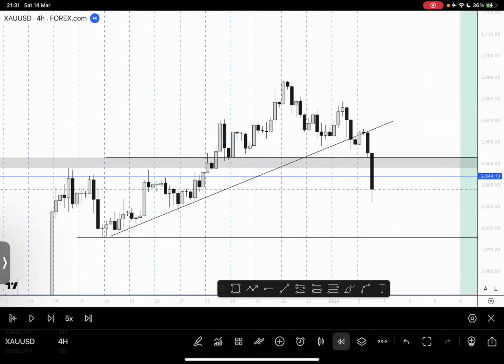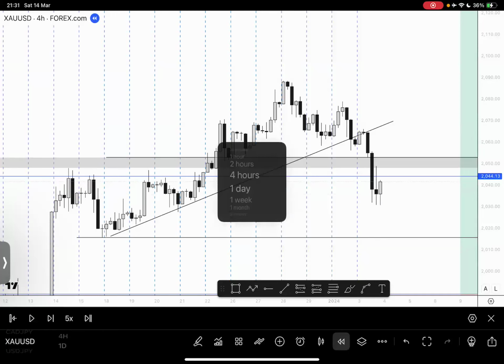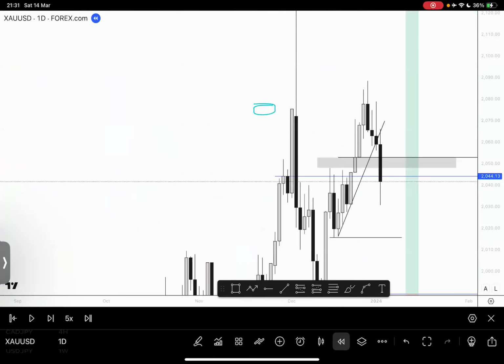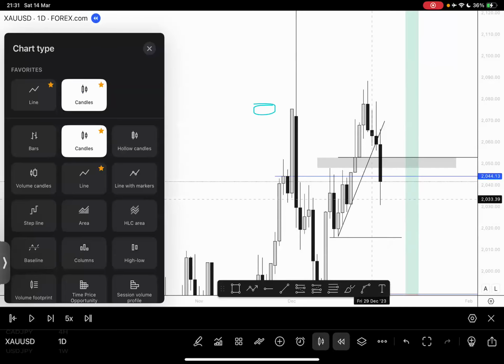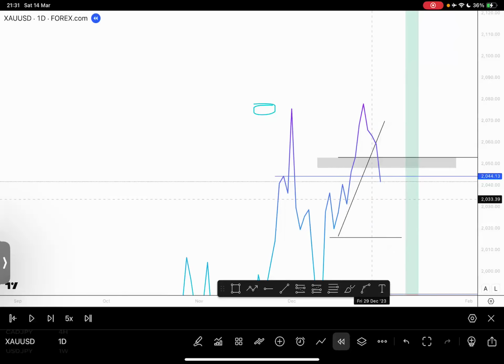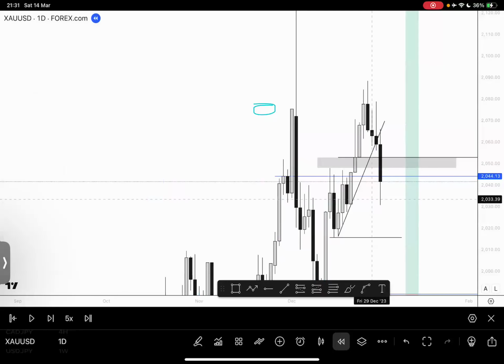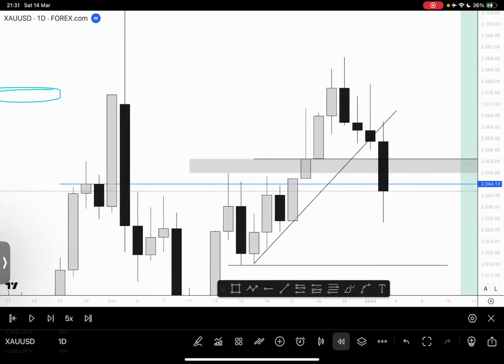So 1, 2, 3, 4, 5, 6. Let's see how the daily closes on this. So we now have daily rejecting weekly. We don't have a daily breakout. So no, that way it didn't break out. Anything can still happen.